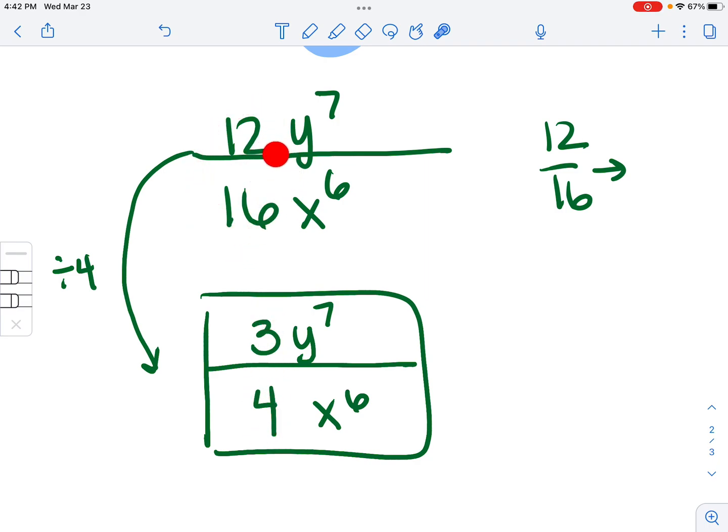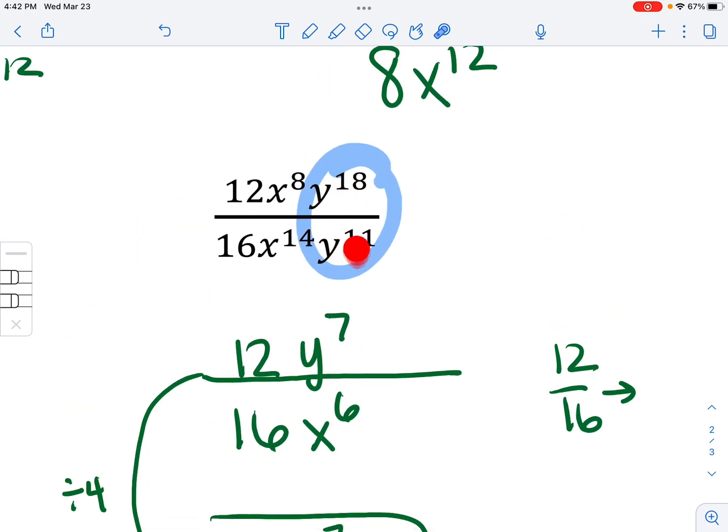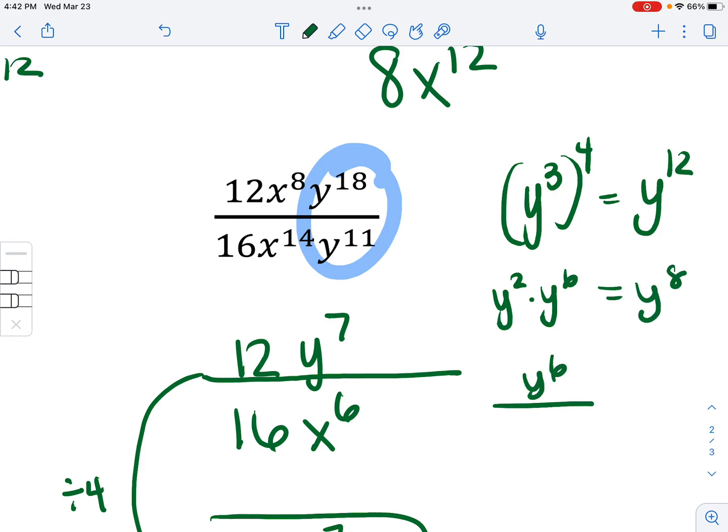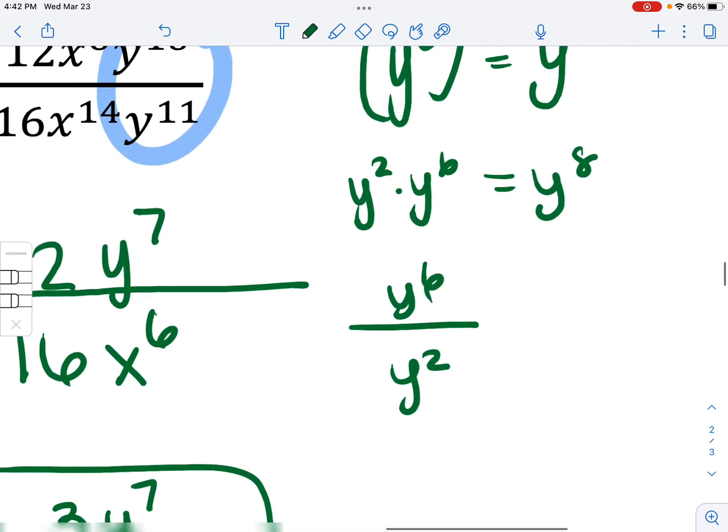Again, you could do that on the calculator, or you could do that in your brain by dividing by 4 or whatever number it is here. But combinable. If things are combinable, combine it. This is combinable by multiplying 3 and 4. This is combinable by adding the 2 and the 6. These are combinable by subtraction.